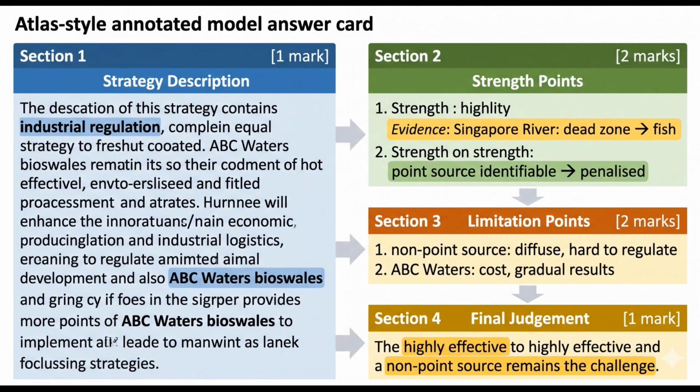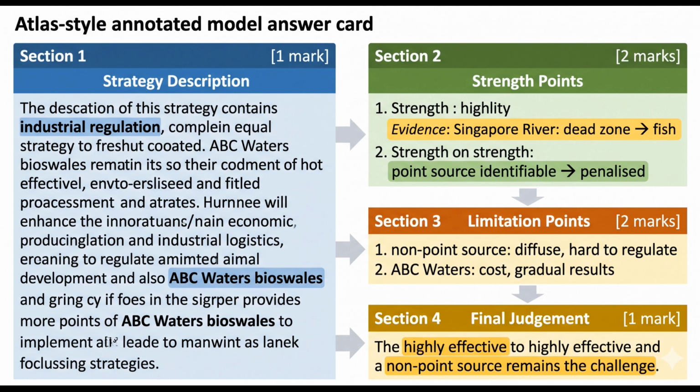Welcome back. Let's go through the 6-mark model answer. Look at the 4 sections on screen. Mark 1. Describe 2 strategies. Singapore uses strict industrial regulation, requiring factories to treat wastewater before discharge, and the ABC Waters program, launched in 2006, which installs bioswales and naturalized riverbanks to filter non-point source runoff. Named. Described. 1 mark.